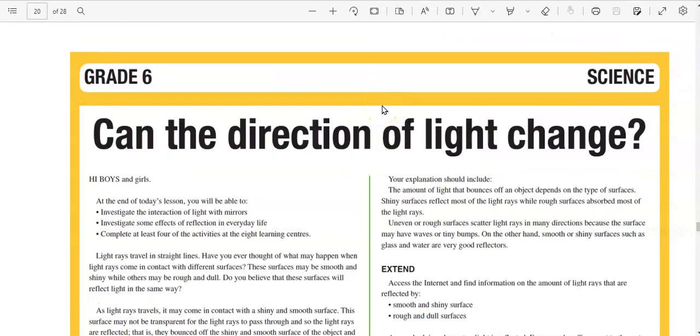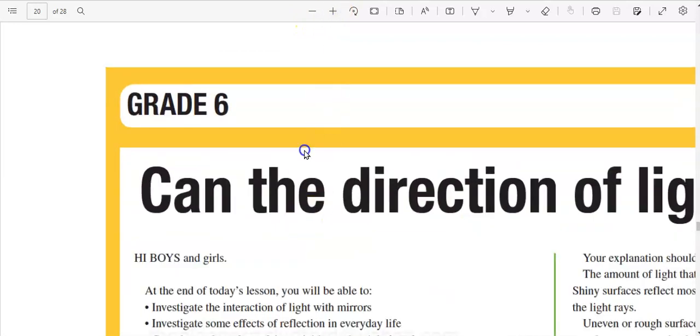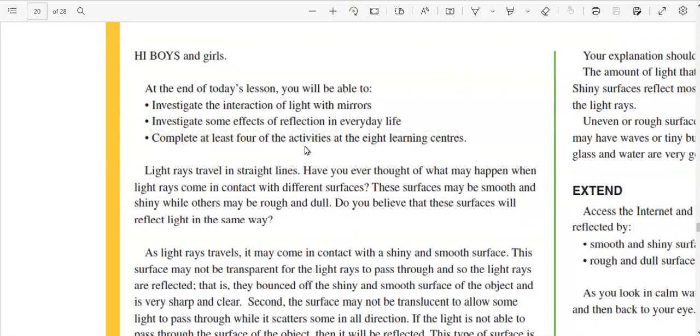So in this episode, we're going to be looking at some science, and it says here, can the direction of light change? So here we go. Hi, boys and girls. At the end of today's lesson, you will be able to investigate the interaction of light with mirrors and investigate some effects of reflection in everyday life. Complete at least 4 of the activities at the 8 learning centers.